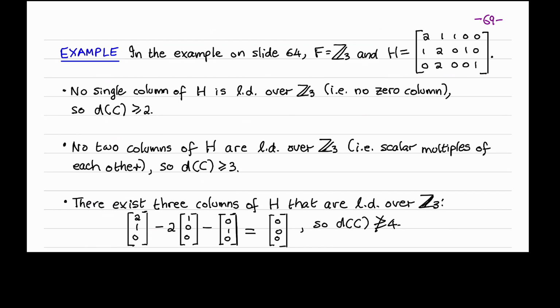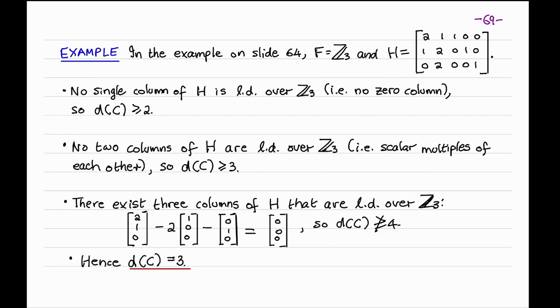Now there exist 3 columns of H that are linearly dependent over Z3, namely the first, third, and fourth columns. The first column of H minus twice the third column minus the fourth column is a 0 vector. And so by the theorem, the distance of C is not at least 4. Hence we conclude that C has distance exactly 3. We saw this in the example in slide 64, where we listed all the 9 code words and found that the smallest weight of a non-zero code word is 3.